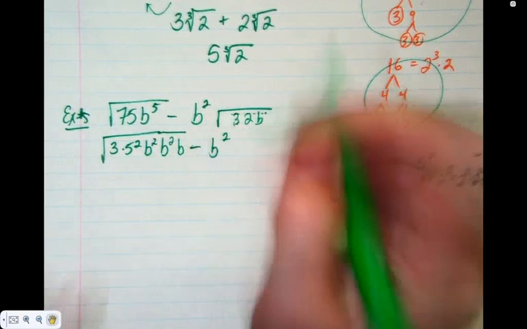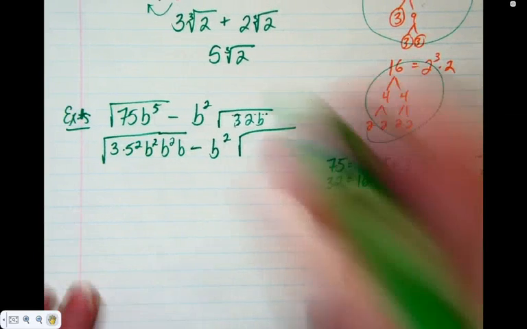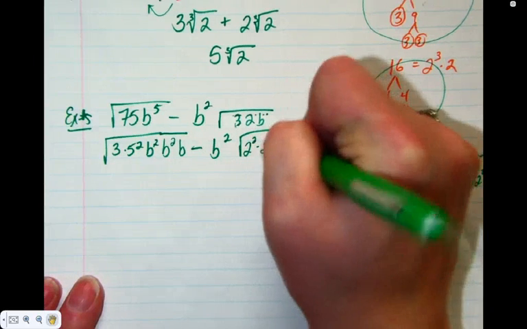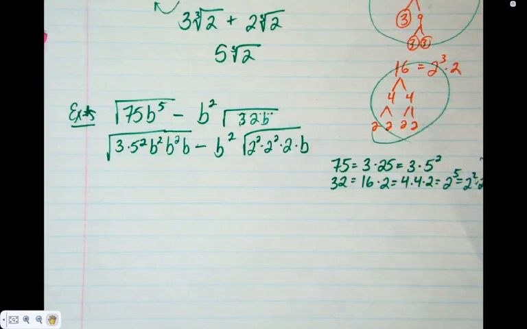Okay, the second one, I got this b squared out front. I'll deal with him later. The 32 we just said was a 2 squared times a 2. I meant a 2 squared, but I said b squared. A 2 squared times a 2 squared times a 2. And then that b is still hanging back there.